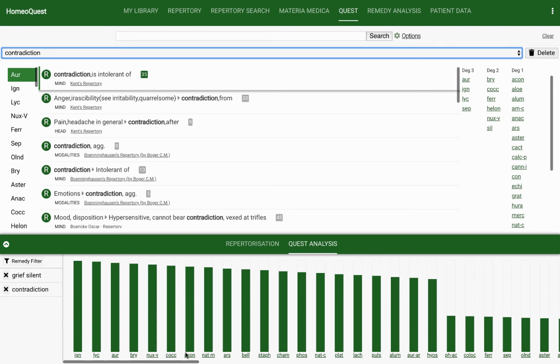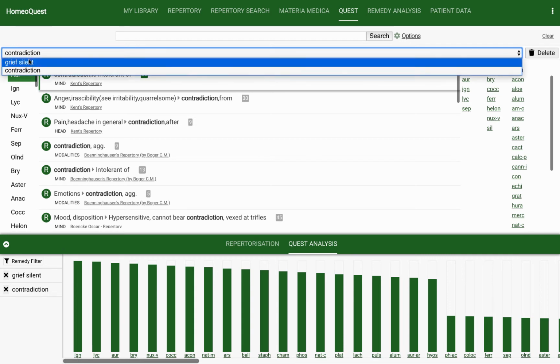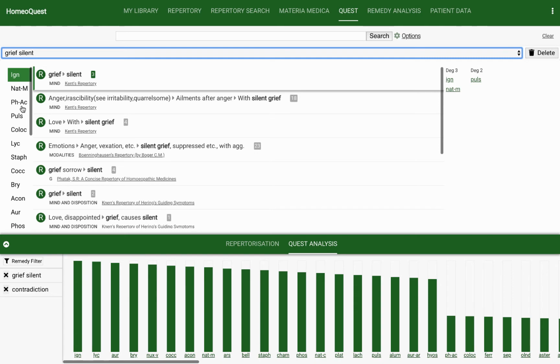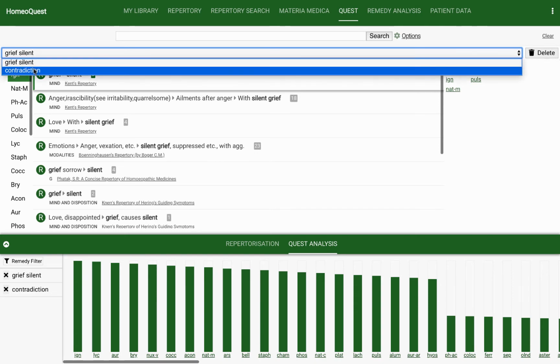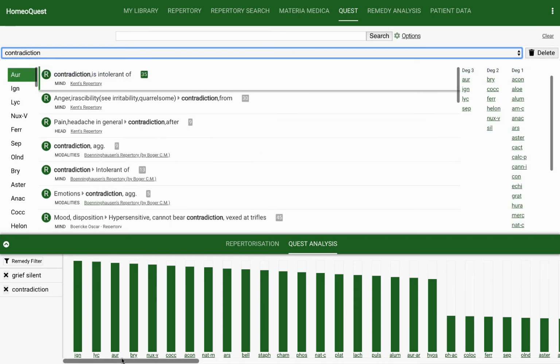So now this graph has changed. This graph now represents the repertorization, Materia Medica analysis, and everything combined for the top remedies of these two symptoms. So you see, before there was Natrum muriaticum, or what else? It was Ignatia and Natrum mur and Phosphoric acid and so on. With these two symptoms now, we have Ignatia, Lycopodium, Aurum, and so on. Okay, Natrum mur has been taken way back, not in the top three.